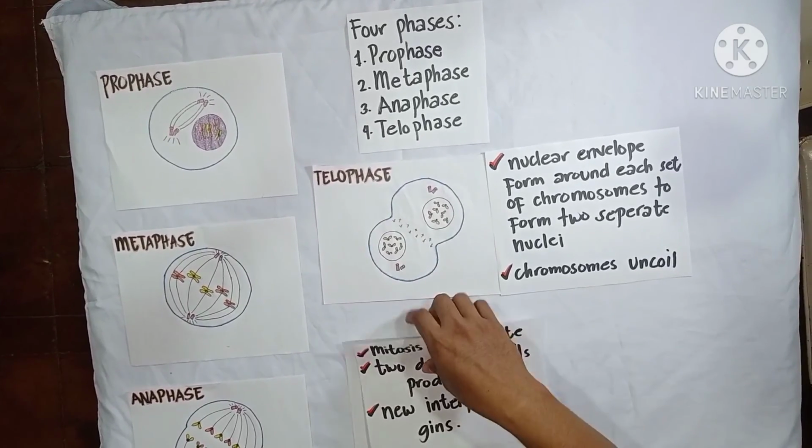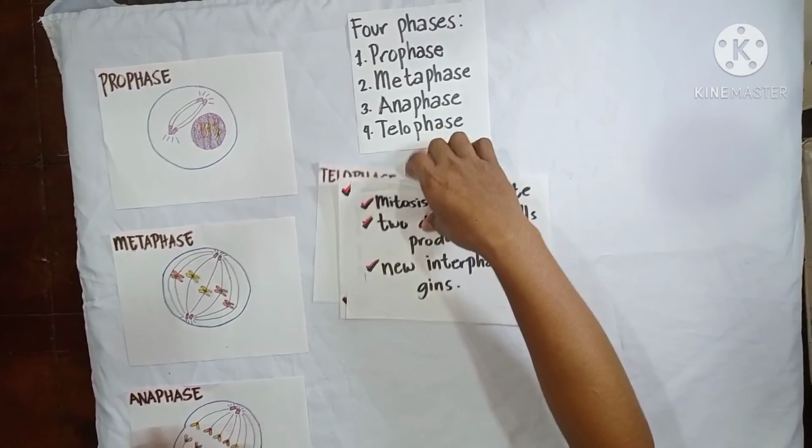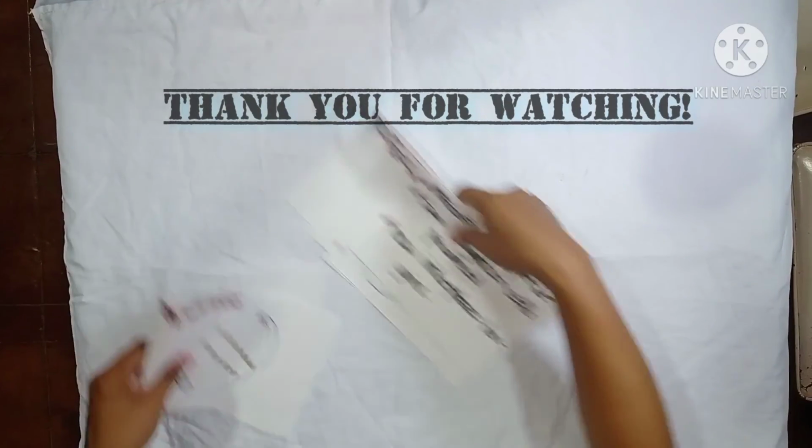So these are the phases, or the process, of mitosis that happens to our cells.